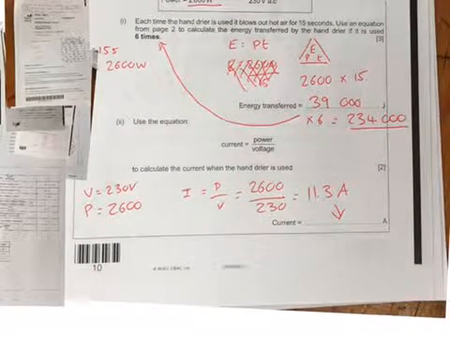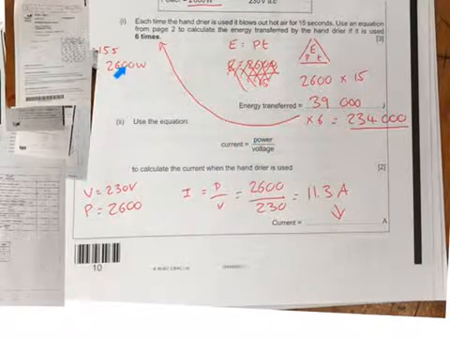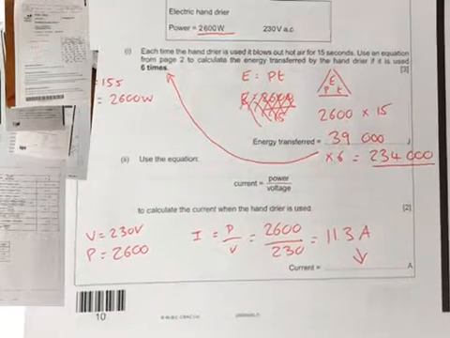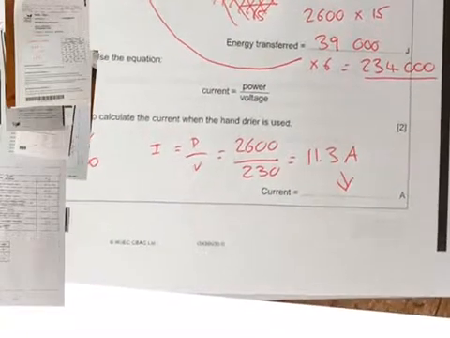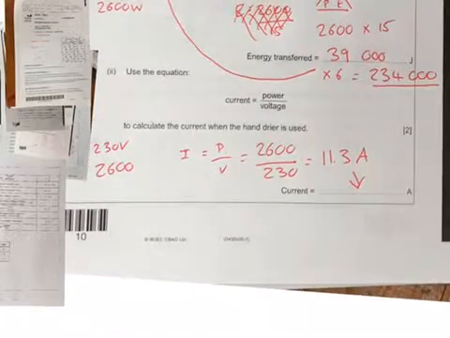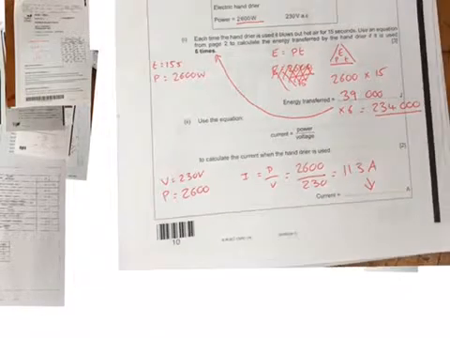Nice easy question, and for 2 marks, it wants you to calculate the current, and it's giving you the formula. So current equals power divided by voltage. Well, we know our power is 2600 from up here, and our voltage is 230. If I just show you, there's your 230 volts. I'm just plugging numbers in here, using my calculator to give me 11.3 amps for 2 marks. Okay, practice these. They're going to come up.